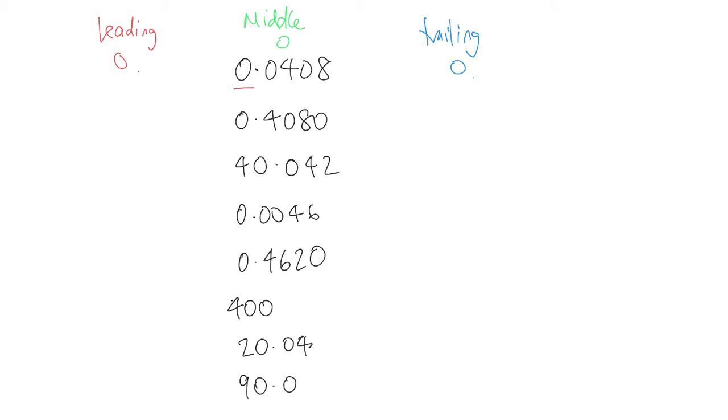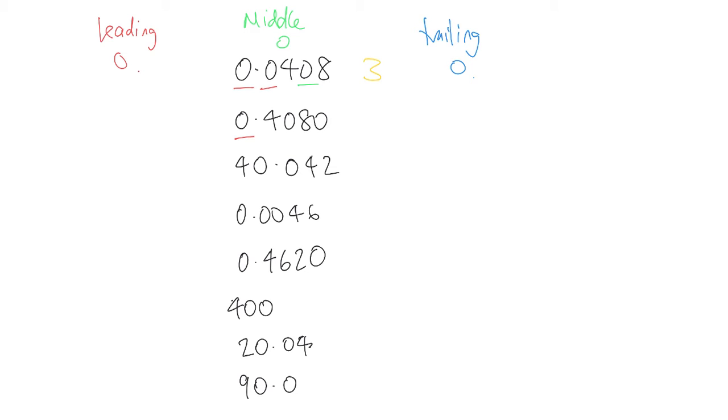So this would be a leading zero. Would the next one be a leading zero? Yes, the next one would be a leading zero. The next zero would be what type of zero? A middle zero. And so therefore there are how many significant figures in this particular number? 3. Happy with that? Okay. So how about the next one? This first one is a what type of zero? A leading zero, which means that it is not significant.